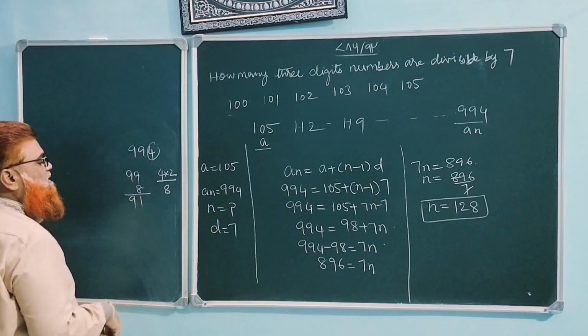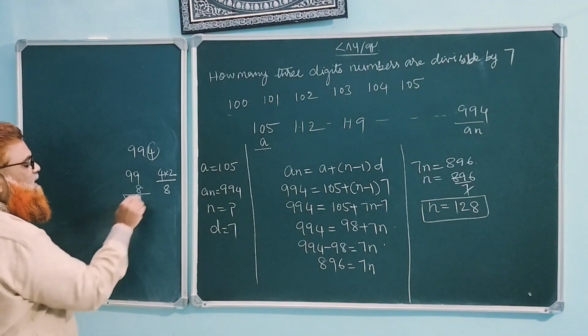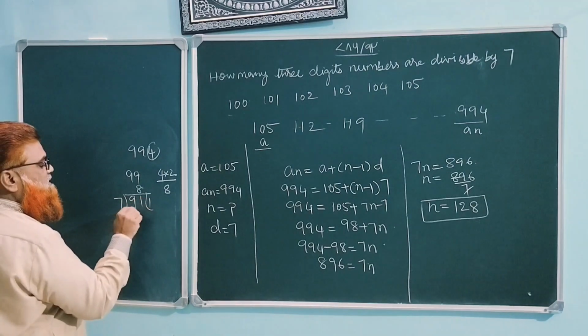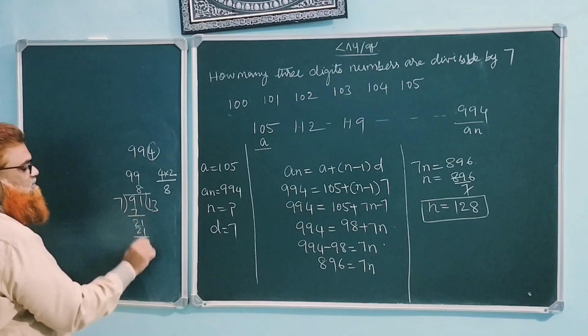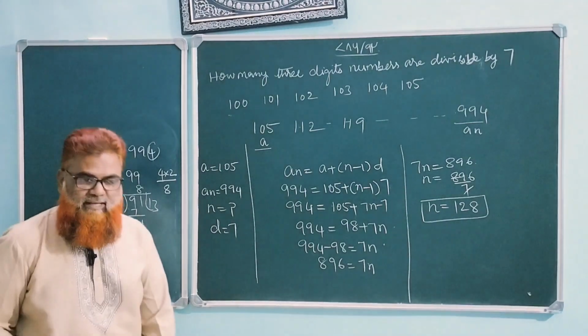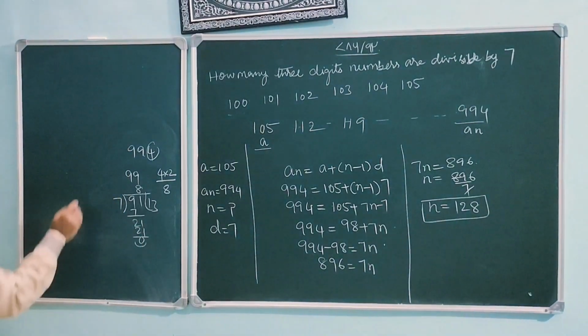And 9 is the number, 91. Is 91 divisible by 7 or not? Yes, definitely it is. 13 sevens are 91, so it is divisible by 7. Yes.